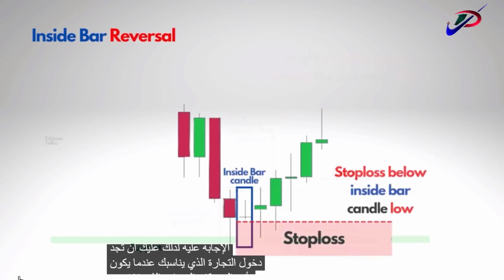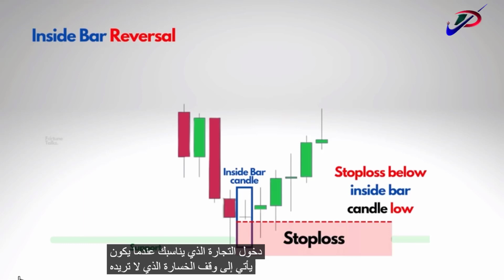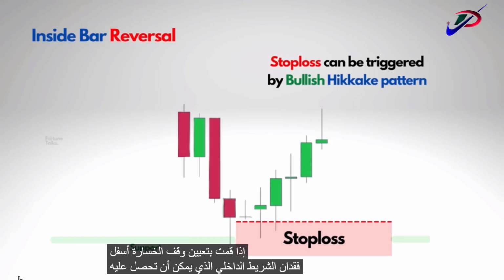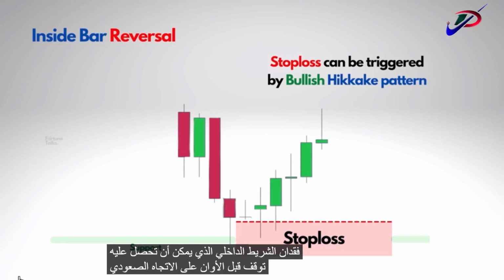When it comes to the stop loss, you don't want to set it just beyond the lows of the inside bar, as the general rule states. And why is this? Because we have already learned that there is a variation of the inside bar, which is the Hikkake pattern. This means if you set a stop loss just below the lows of the inside bar, you could get stopped out prematurely on a bullish Hikkake pattern.